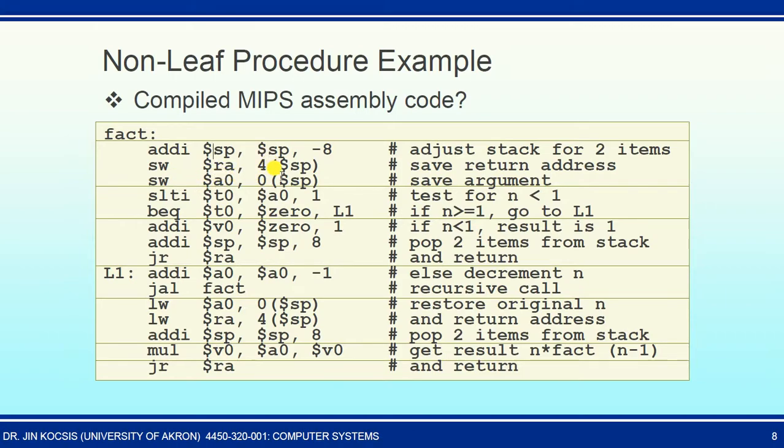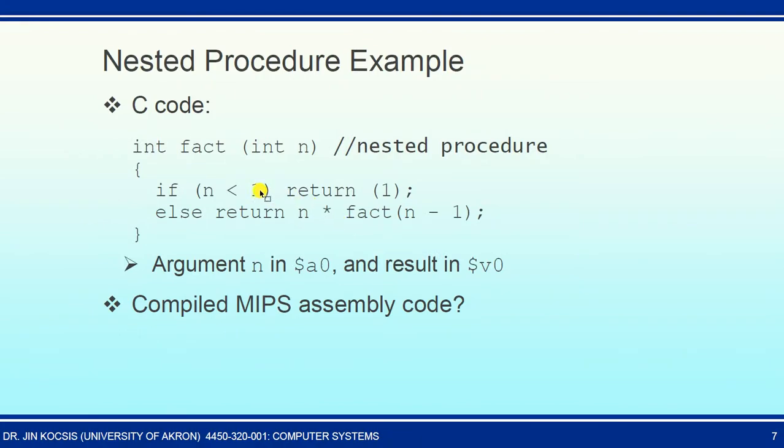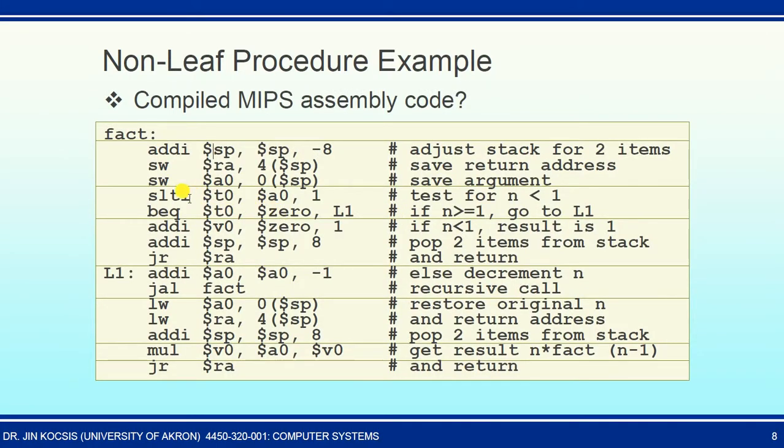After that, I will push RA, the original value of the return address register, and the original value of A0 into the stack. Okay, and then after that, I will begin to decide whether this n is less than 1 or not. If it's less than 1, I do not do anything, just return 1, right? Therefore, you can see I will compare whether A0 is less than 1 or not, because 1 is a constant, therefore I'm using set on less than immediate.